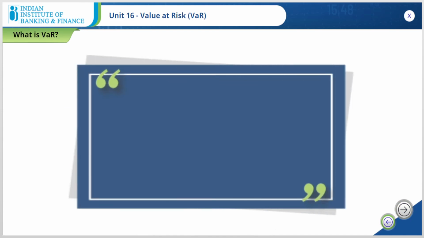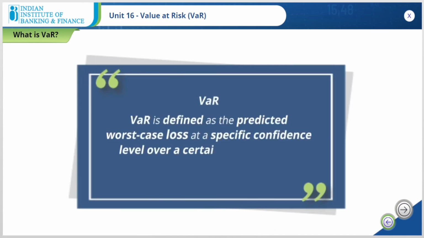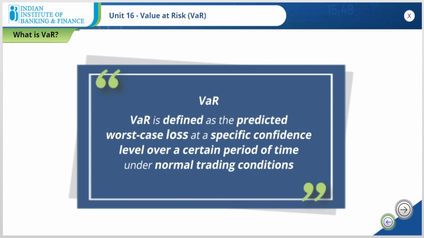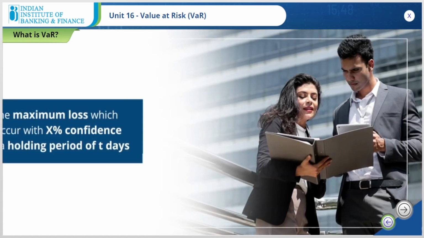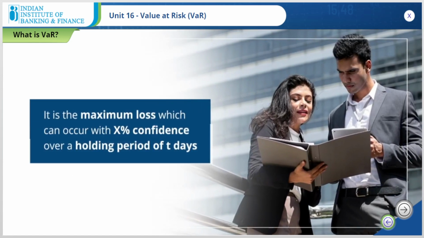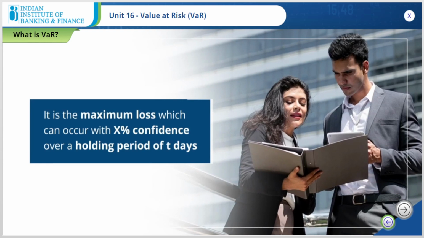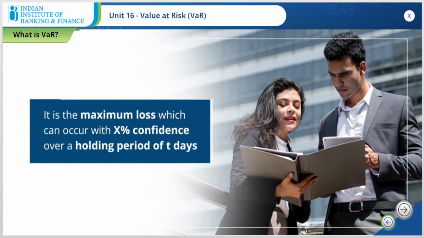Let us now understand VAR. VAR is defined as the predicted worst-case loss at a specific confidence level. Example, 95% over a certain period of time. Example, 1 day. Under normal trading conditions, it is the maximum loss which can occur with X% confidence over a holding period of T days.